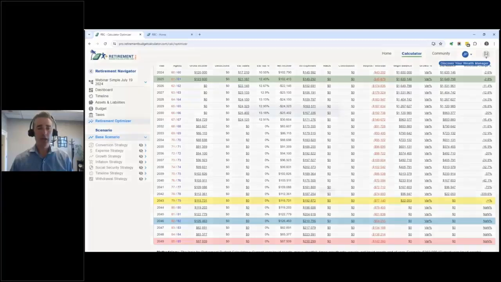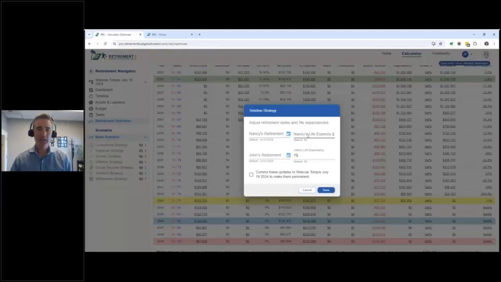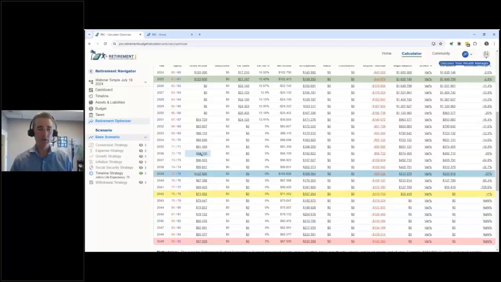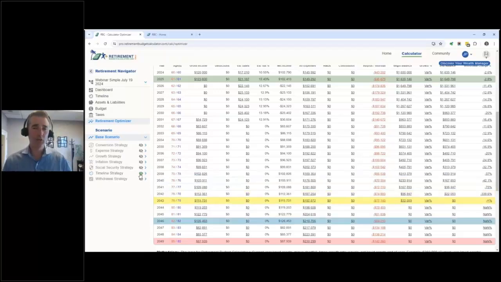The timeline strategy says, what if we want to say we're using default life expectancy? What if we want to say John's going to die at 75? And then we turn that on. So you'll notice when he dies, only one Social Security continues. The higher of the two continues, which is how Social Security works. And so now we can stress test for his wife, Nancy, to see if she's going to be okay. Or maybe you want to assume you both live to age 100.